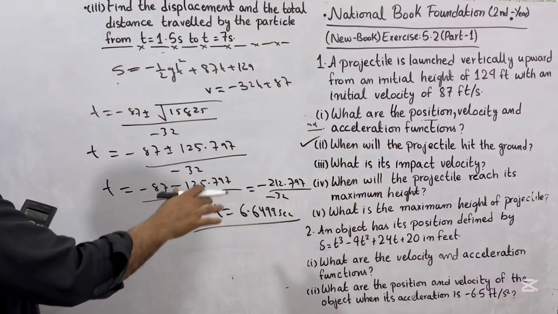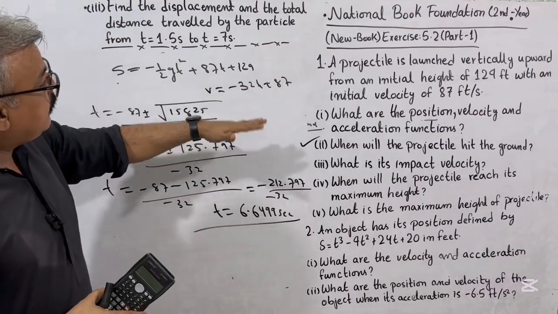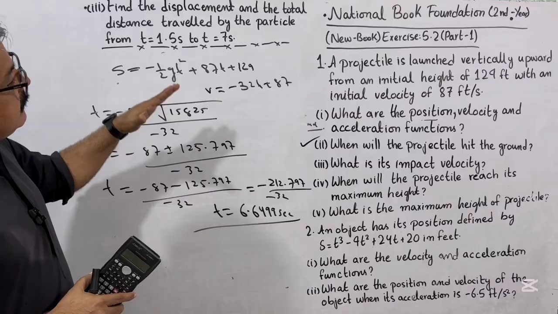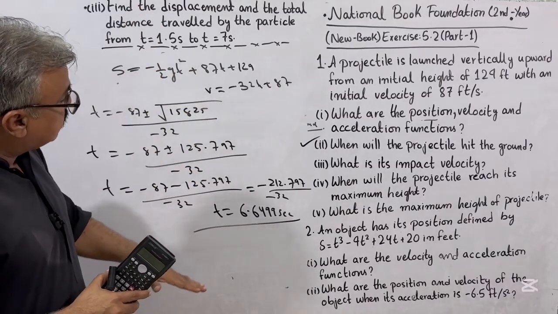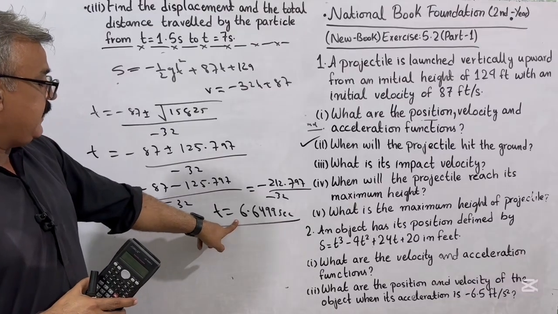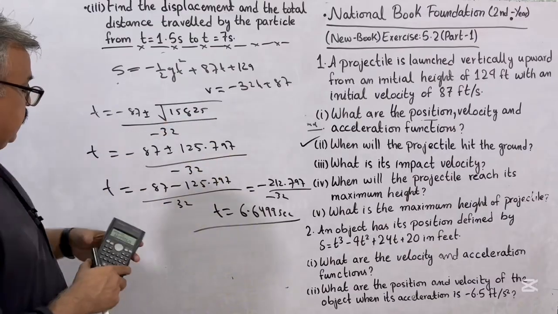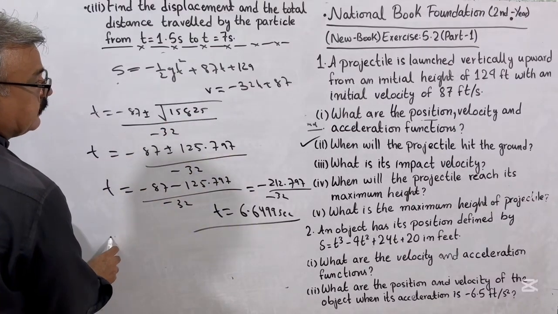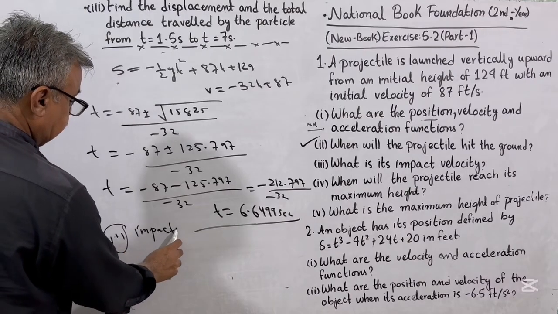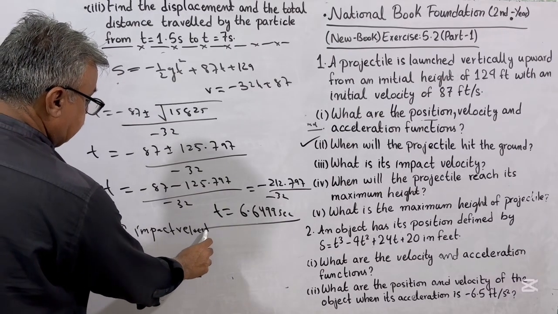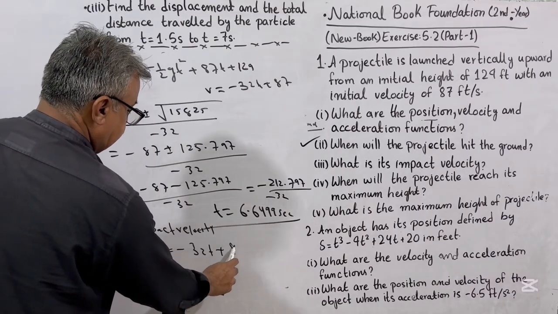What is its impact velocity? The velocity of the projectile when it hits the ground. That is the time when the projectile hits the ground. Just switch over t in that, and we are going to get the impact velocity, part number 3. Impact velocity is given by v equals minus 32t plus 87.